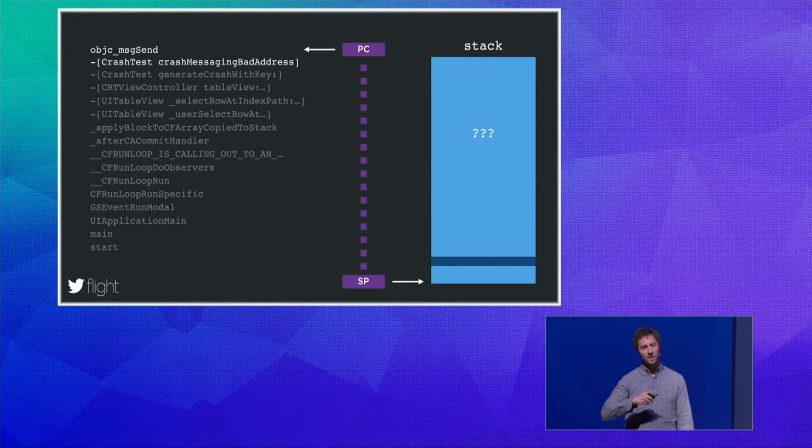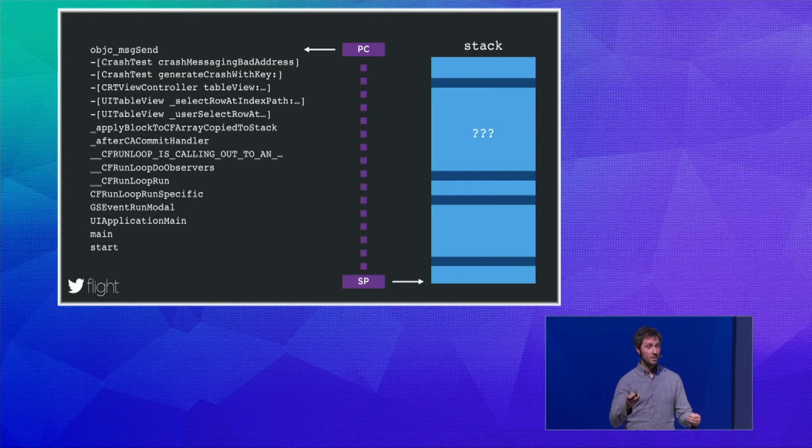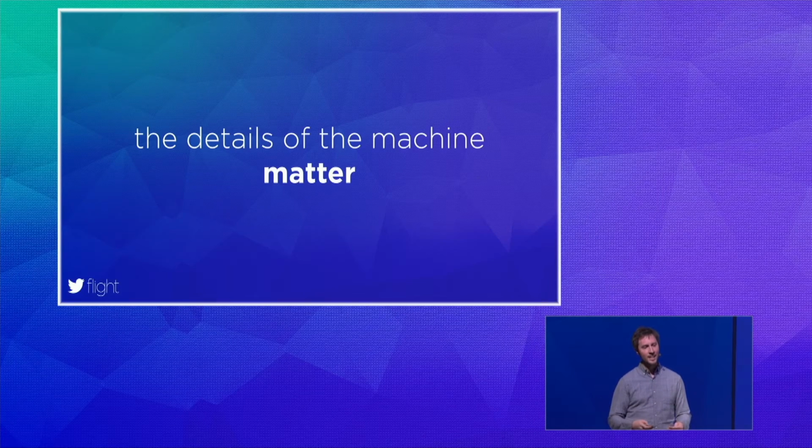And if we could get all the addresses off the stack, then we could fill in our whole stack trace. This process is called stack unwinding. And the thing I'm trying to impress on you here is that when it comes to stack unwinding, the details of the underlying machine really matter.